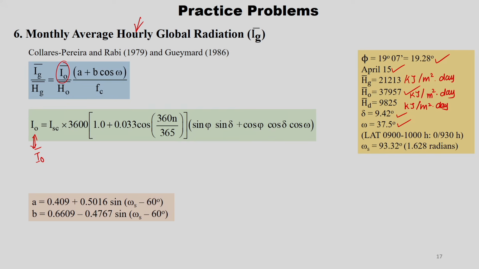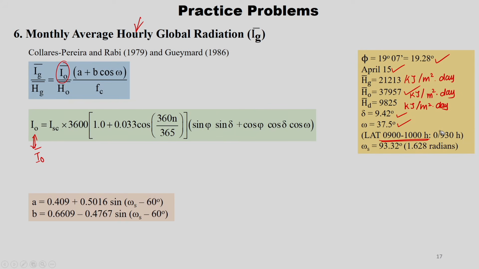So, that is the first part of the problem. Here we are going to calculate hourly radiation. We are taking 9 to 10 hours, so whatever values we calculate are for solar time of 9 to 10 hours in the morning.